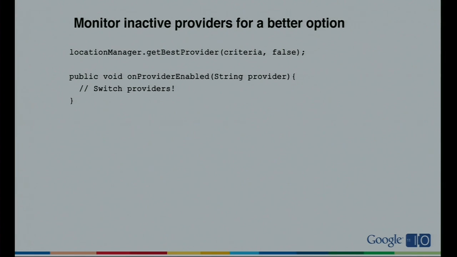Another tip, monitor the best provider available, even if it isn't currently active. Users can turn on or off GPS or Wi-Fi with a simple click of the button on the home screen. So it's important when you are using criteria to find the best possible provider that you check to see whether the better provider gets turned on. And then you can do that transition seamlessly without the user having to do anything.